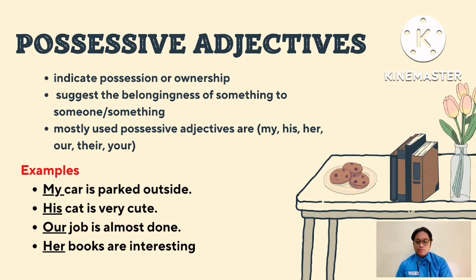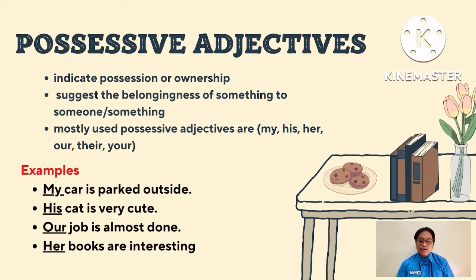So, for example, my car is parked outside. The possessive adjective used in this sentence is my, and it precedes a noun which it describes. So my describes the noun car. Basically, it indicates a claim of ownership. Okay, next example, we have: his cat is very cute. The possessive adjective here is the word his, and his describes the noun cat.